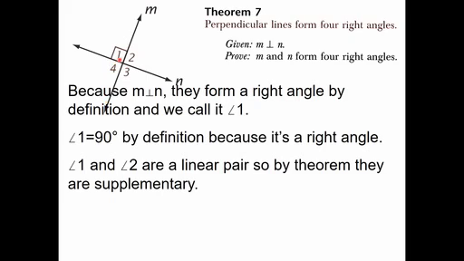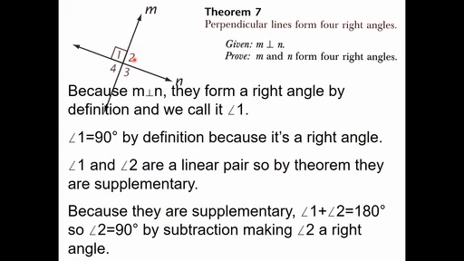Angles 1 and 2 are a linear pair, so by theorem they are supplementary. Angles of a linear pair are supplementary. Because they are supplementary, 1 plus 2 equals 180 degrees. That's the definition of supplementary angles. So angle 2 equals 90 by subtraction.